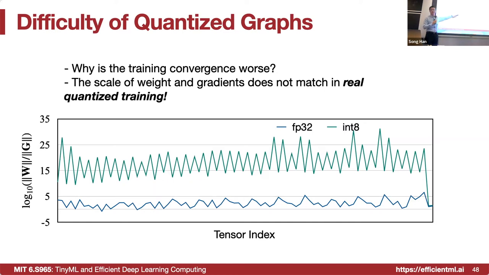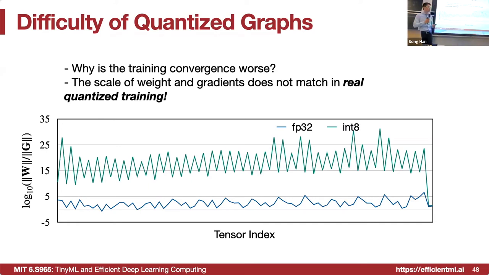For quantized training, first of all, we have a much larger ratio for W over G, meaning W is pretty large and G is pretty small. So the ratio becomes large. So let me draw it on the whiteboard. We have a pretty large weight, right? But a tiny little gradient. So that makes the weight over gradient pretty big. So we are not learning much, unless we have a huge learning rate.